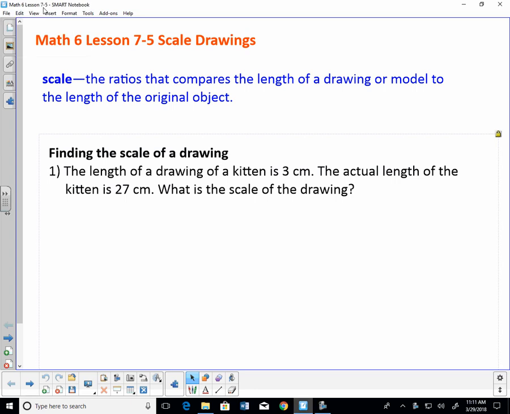This is Math 6, Lesson 7-5, Scale Drawings. A scale is the ratio that compares the length of a drawing or model to the length of the original object.